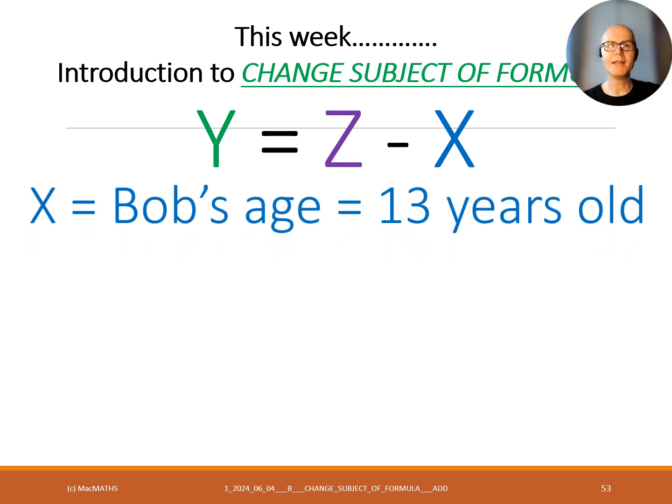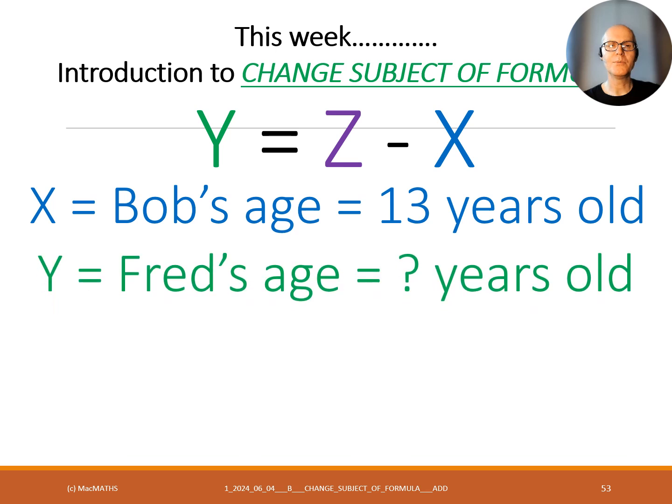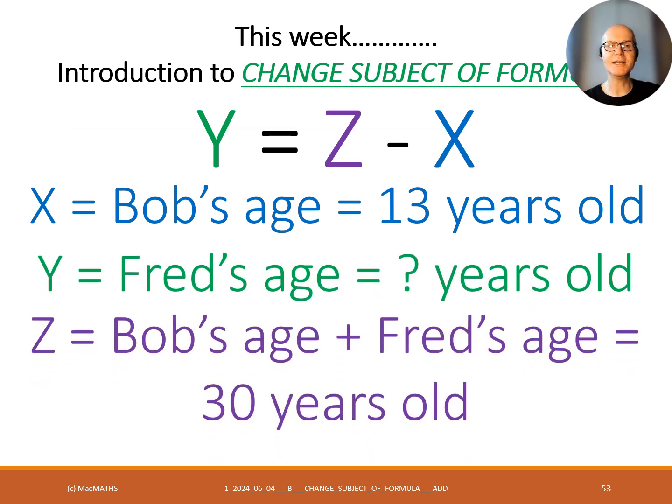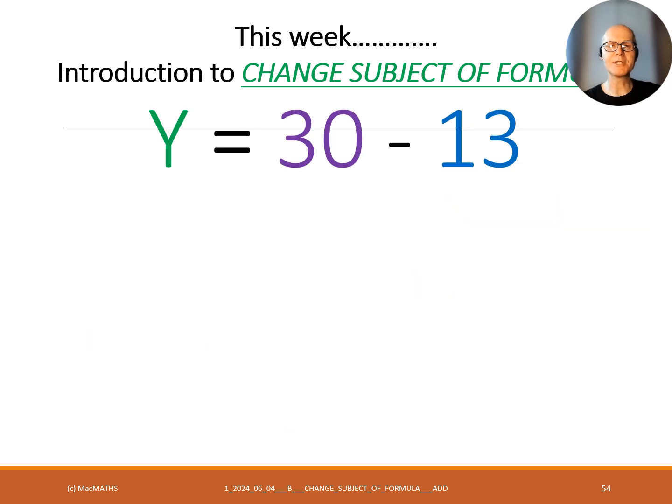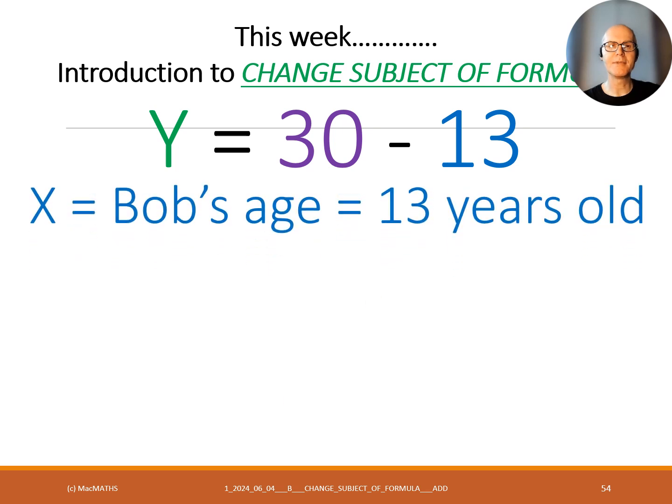Let's substitute in the information we know. We know that Bob's age is 13. We know that z, the cumulative age of Bob and Fred, is 30 years old. What is Fred's age? Let's put these numbers in. z, the cumulative age, is 30, and we know that x equals 13, Bob's age.